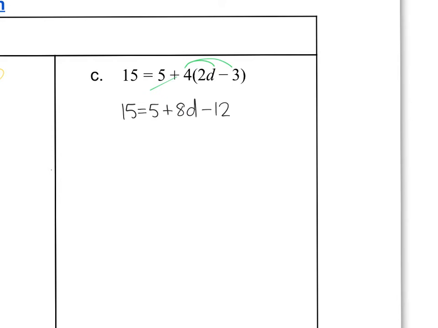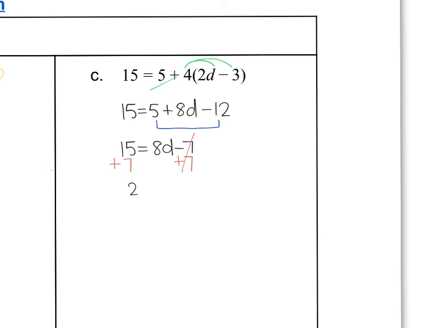Again, I have to combine like terms. It looks like my like terms are the 5 and the negative 12. So it would be 15 equals 8d minus 7 when I combine 5 and negative 12. And I'll solve this. I need to work outside in, so I'll get rid of the plus 7 first.